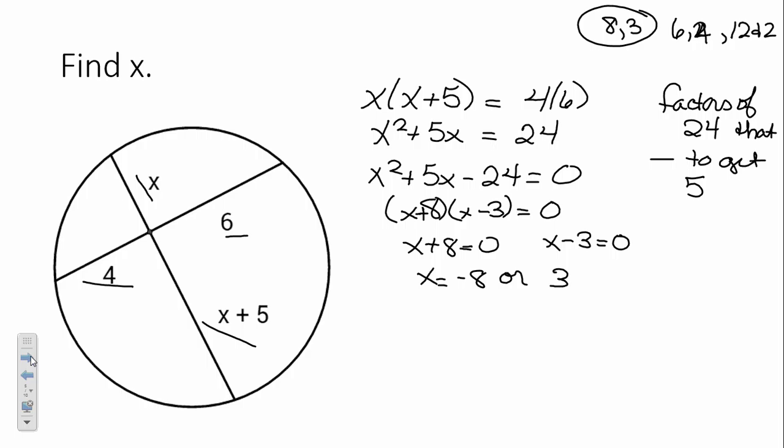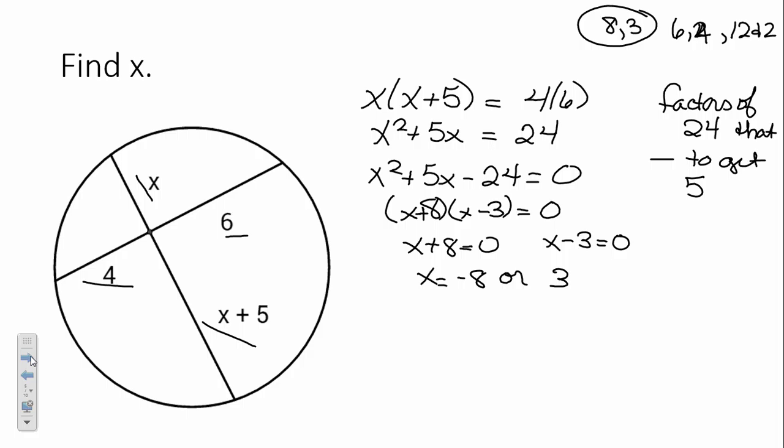Now, you only get to do this in geometry. You don't get to do this in algebra 2. We get to decide which ones we want to use here, ones that actually make sense in geometry. What do I mean by that? I like 3. Why do I like 3? It's 3 and 8, right? That makes sense for segments.